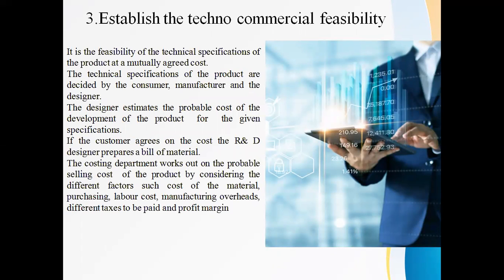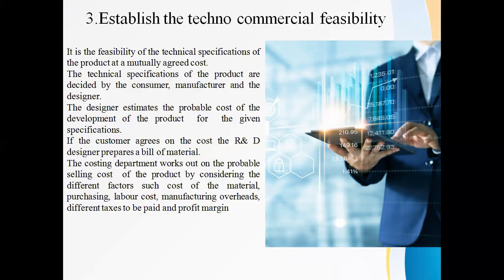Third stage is establish the techno-commercial feasibility. It is the feasibility of the technical specifications of the product at a mutually agreed cost. The technical specifications of the product are decided by the consumer, manufacturer, and the designer. The designer estimates the probable cost of the development of the product for the given specifications. If the customer agrees on the cost, the R&D designer prepares a bill of material.